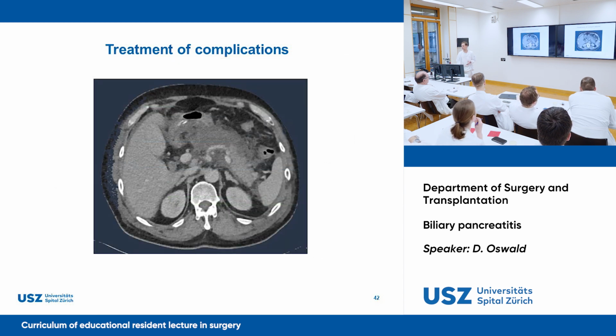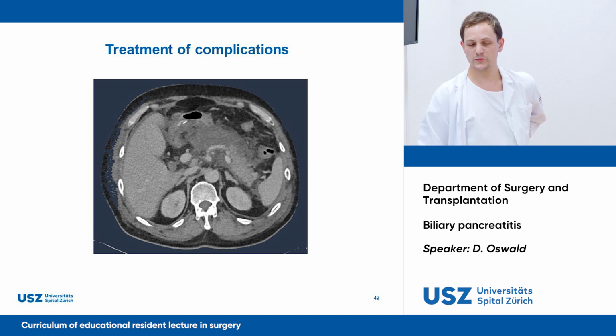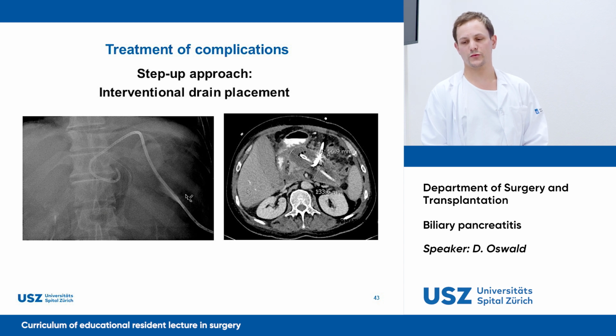To end, I just want to show you one short case. It's a case of a 60-year-old patient who was referred to our institution after failing to improve in another hospital, and in the CT scan he showed typical signs of infected acute necrosis. Because he didn't improve, we started the step-up approach, doing an interventional drain replacement to begin with. After that, he still did not improve.